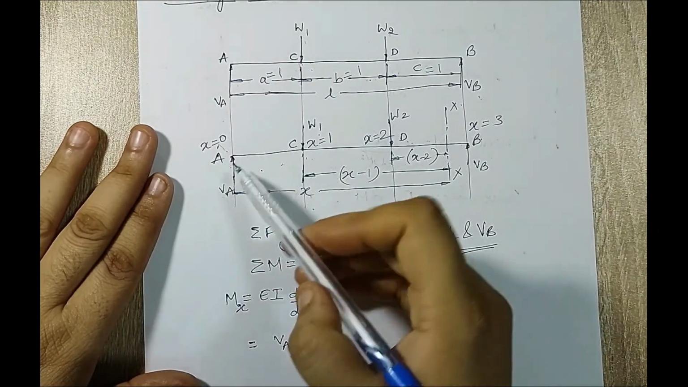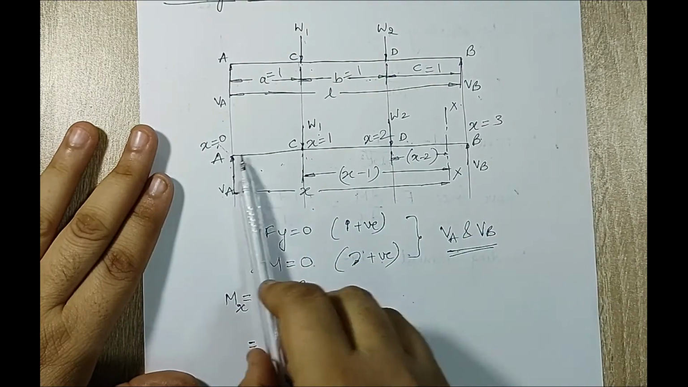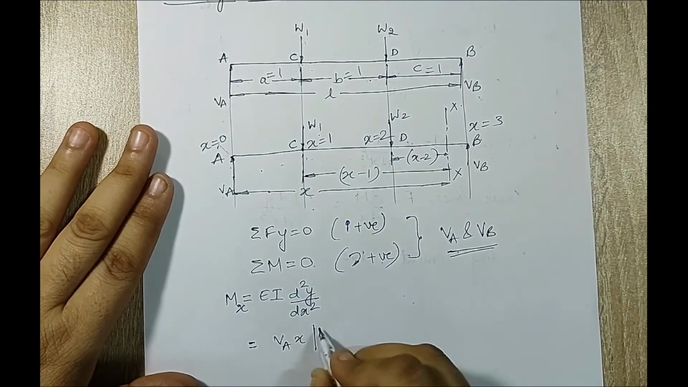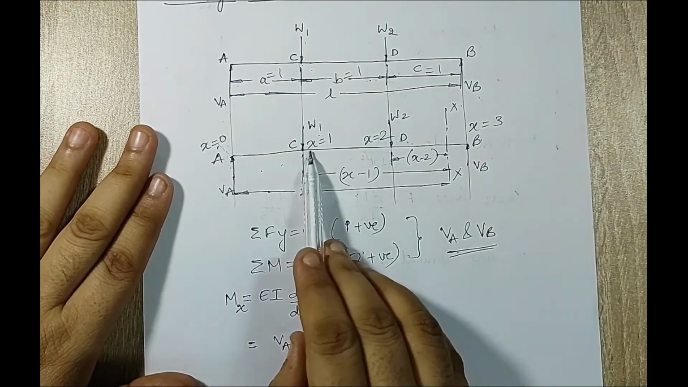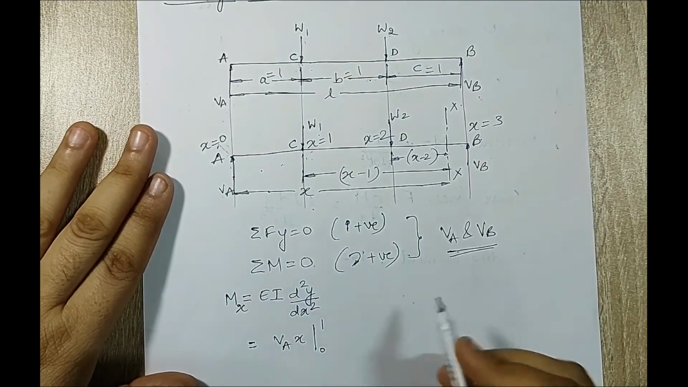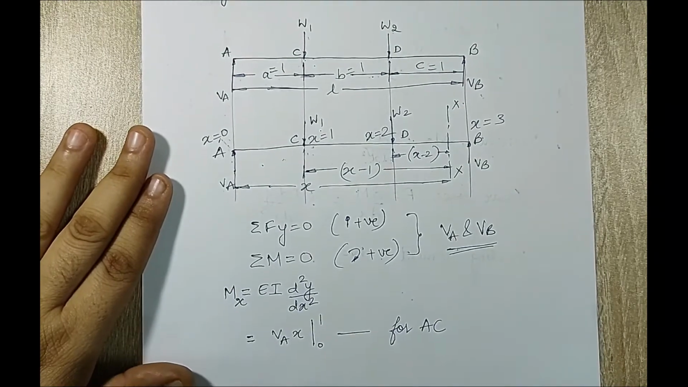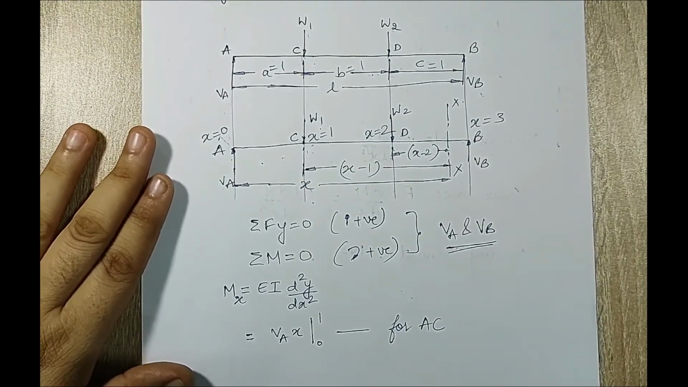Now, VA into x, when I write for the beam A to C, my domain will be from 0 to 1, from 0 to 1 if you observe. So I'll write down over here, this is for the A to C portion. This equation will be valid.